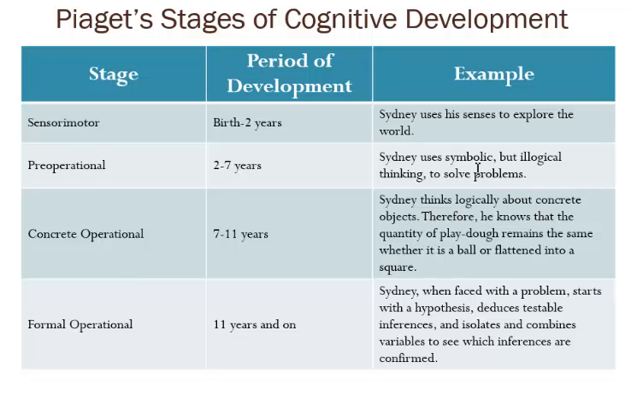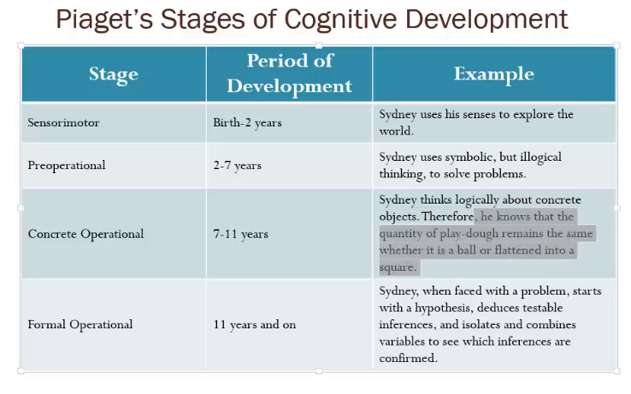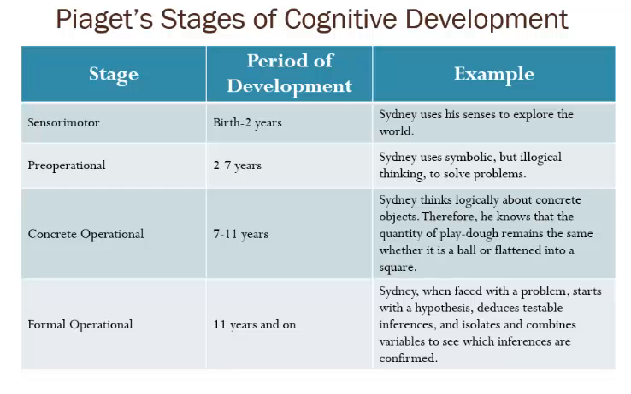Children just don't think too deeply about things. They do something because it worked last time, or because they think it ought to work, rather than actually doing too much analysis. Then you've got the middle child stage, 7 to 11 years, thinking logically about concrete objects. So, for example, knowing that a quantity of Play-Doh remains the same whether it's a ball or a square. A 7 to 11-year-old child can figure something like that out, even though it may not be readily apparent right away.